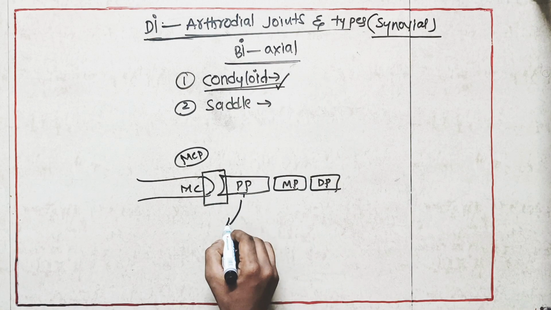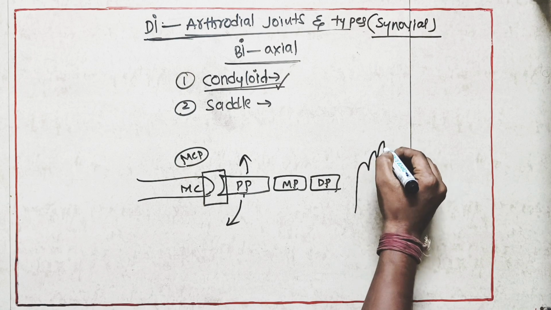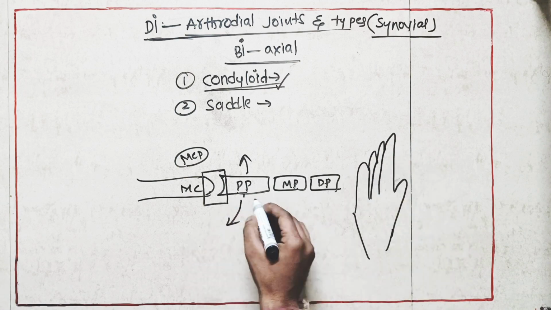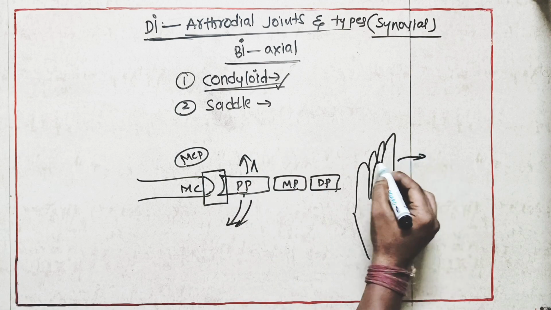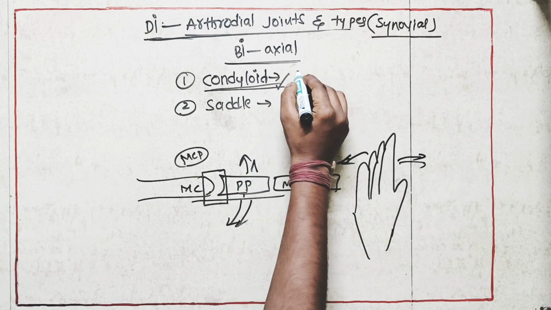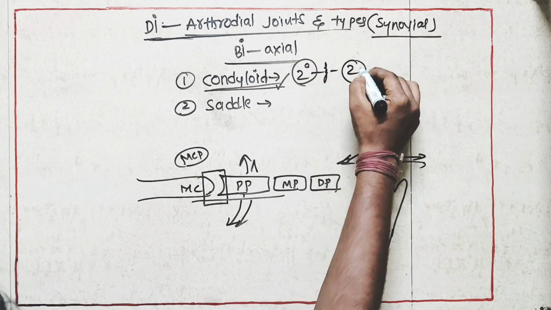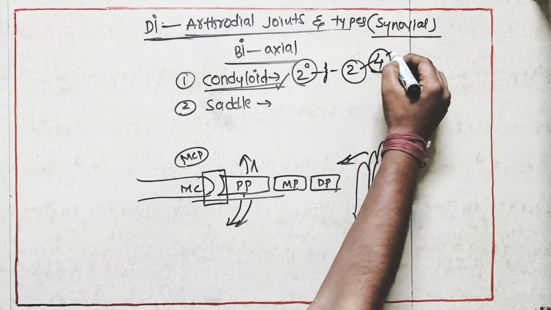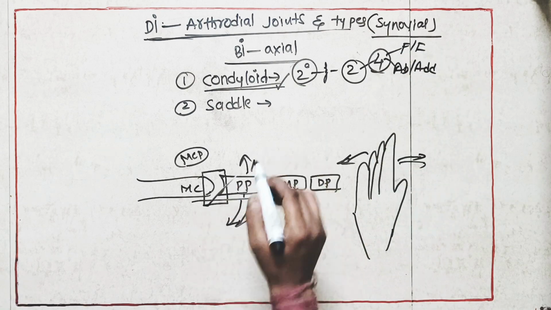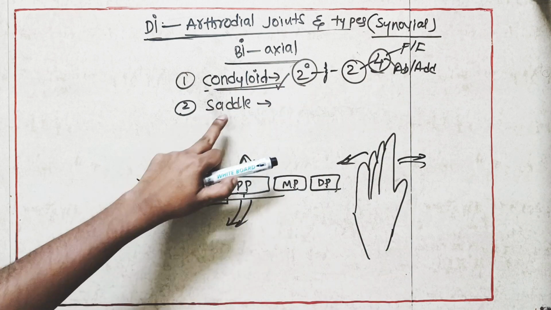Here we have flexion and extension movements, and also abduction and adduction movements of the fingers. So it is 2 degrees of freedom, which means 2 axes, that is 4 movements: flexion, extension, abduction, and adduction. So this is one example: the MCP, metacarpophalangeal joint, is an example for the condyloid joint. Now we'll see saddle.